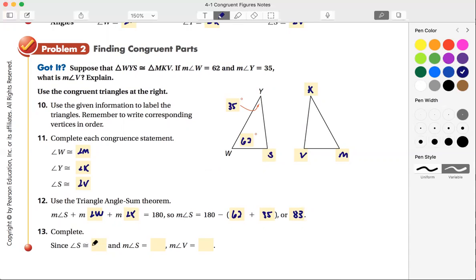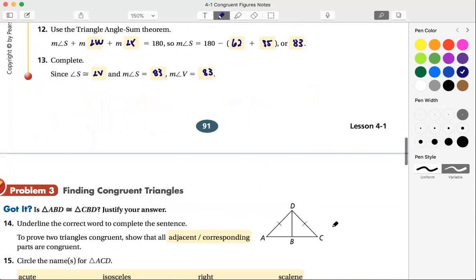So since we know angle S is congruent to angle V, and we know angle S from above was 83 degrees, we know angle V must also be 83 degrees. Okay. And let's try another problem.